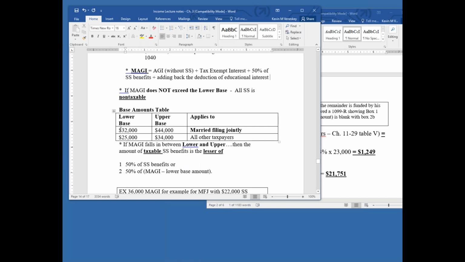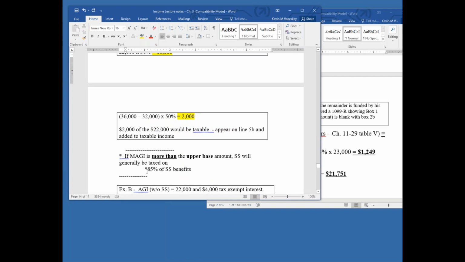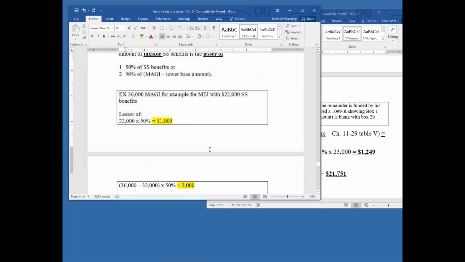If you are married filing joint and that MAGI is below 32,000, you won't have any tax on any of your Social Security. If you're head of household or single, and your MAGI number, all of this added together, is less than 25,000, no tax. If you're in between, then you're going to fall here. If you're over, the key basically is you pay 85%, or you have to report 85% of whatever your Social Security is.